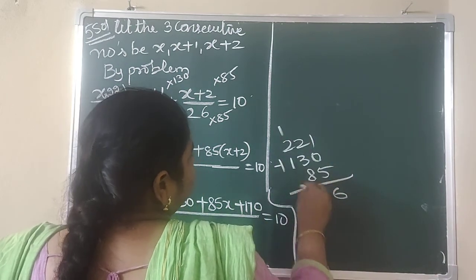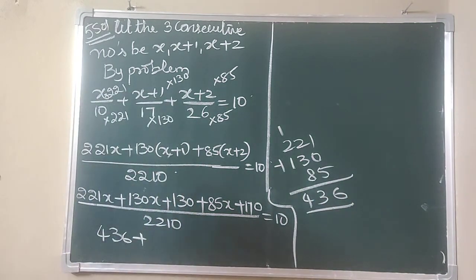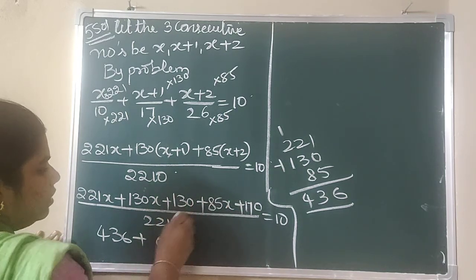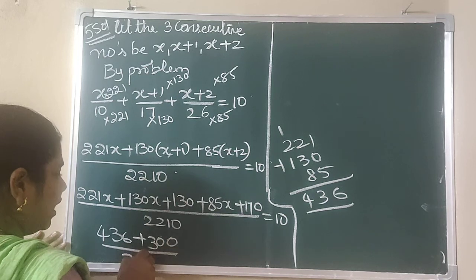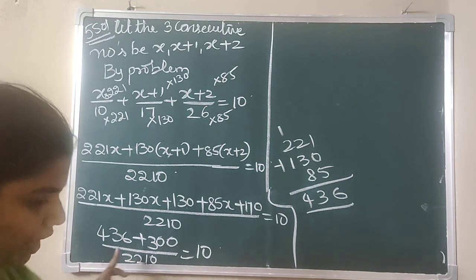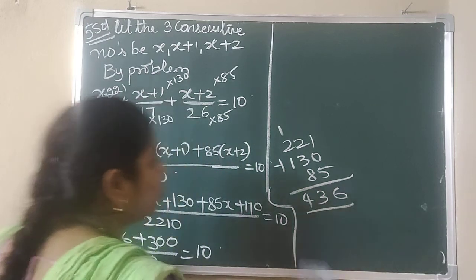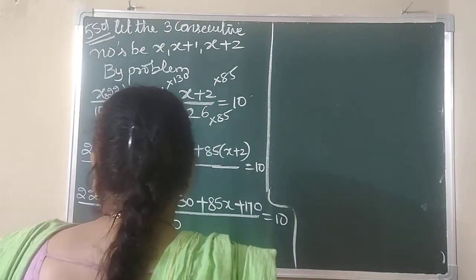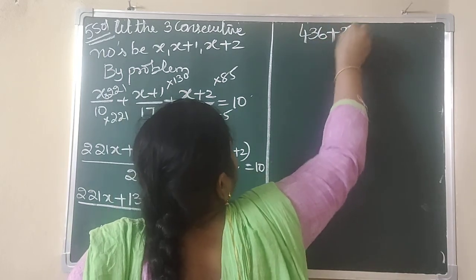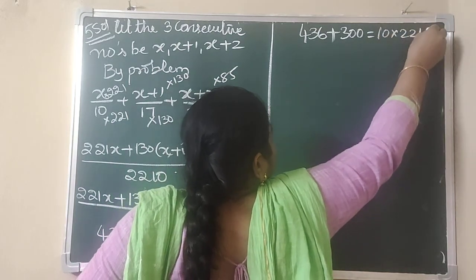That will be 436. So 436x plus 130 plus 170 will be 300. It will be equal to 300 divided by 2210 is equal to 10. Okay. Now transpose this value to the other side. So it will become multiplication because it is in the form of division. So that is 436x plus 300 is equal to 10 into 2210.